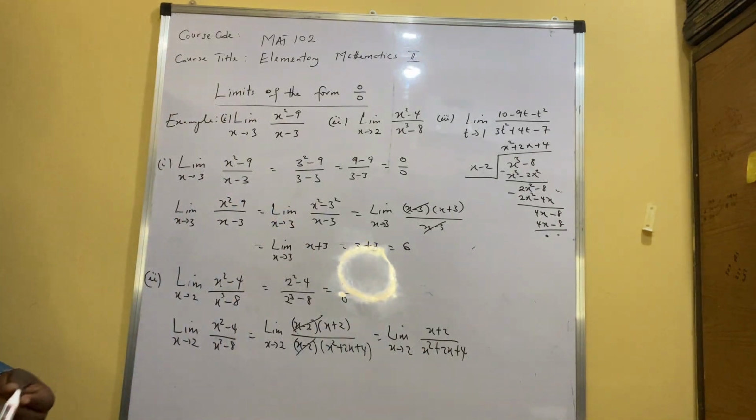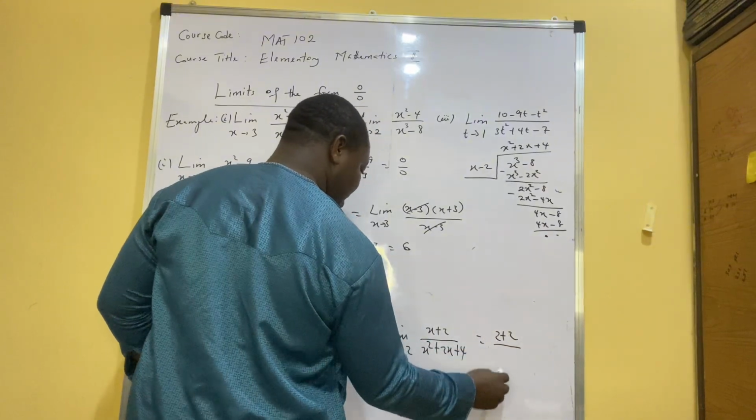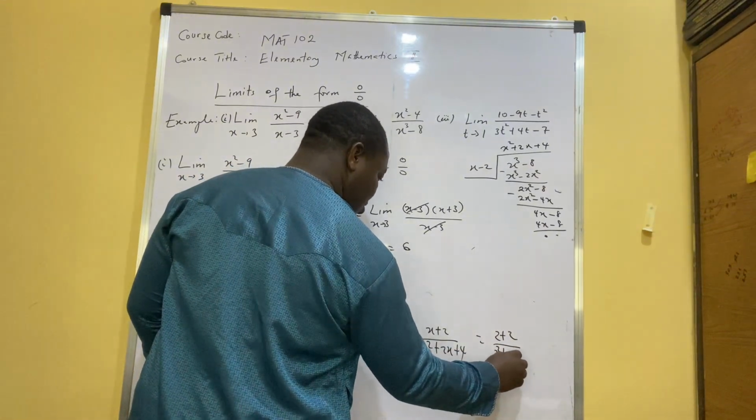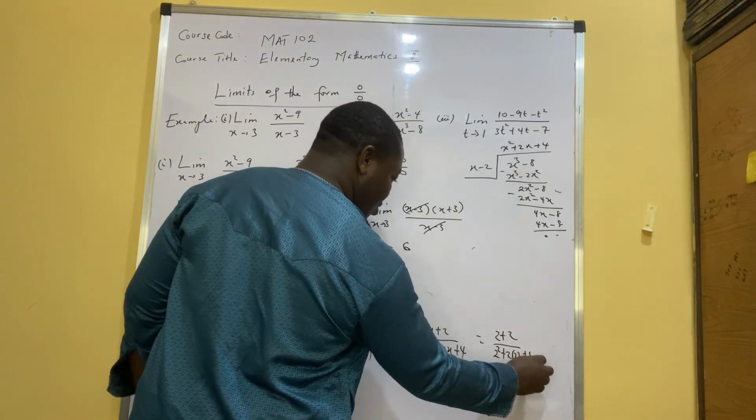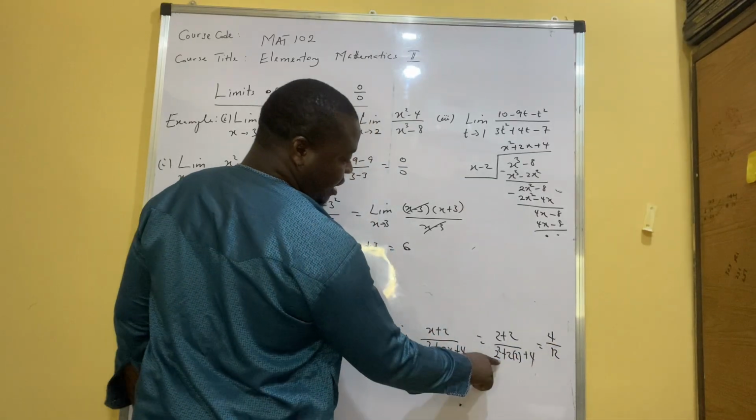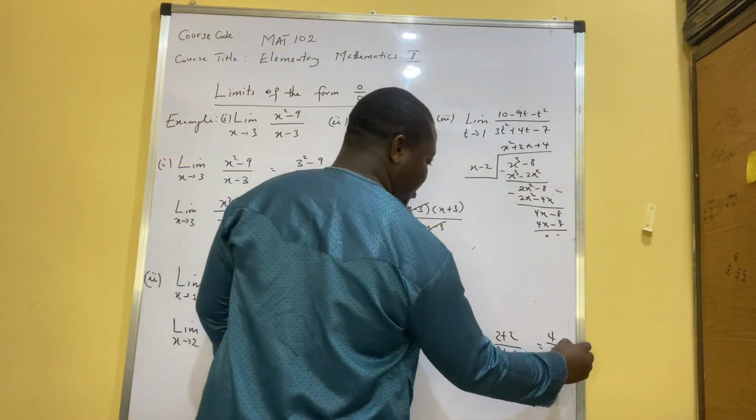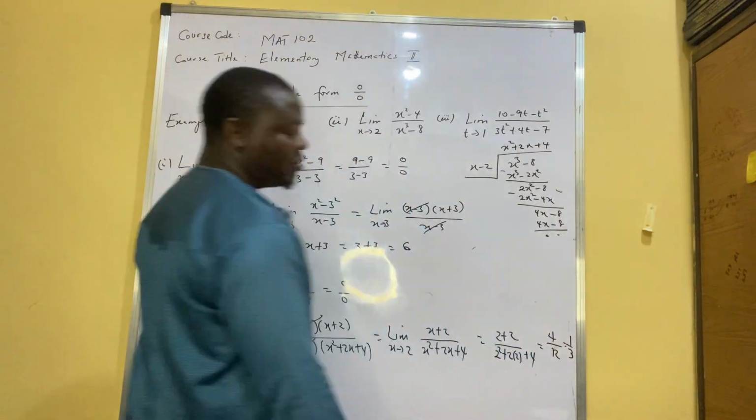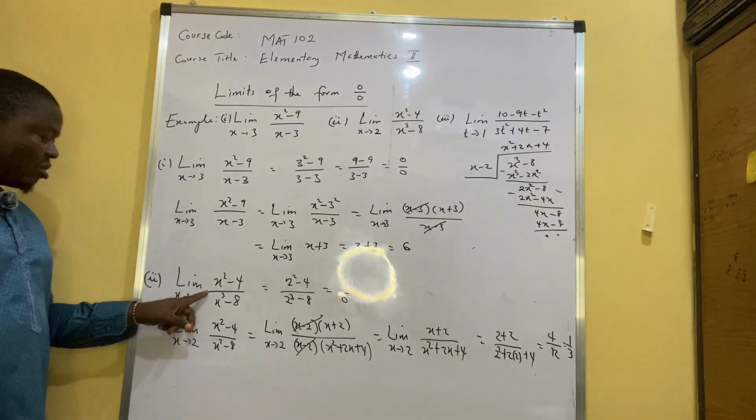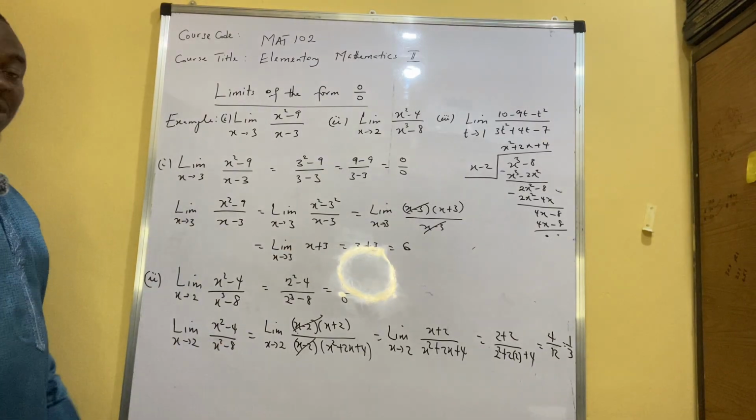So wherever we see x and we substitute 2, if we do that, we're going to have 2 plus 2 divided by 2 squared plus 2 times 2 plus 4, okay? Simplifying this, we have 4 over 12, because here we have 4 plus another 4 plus another 4, that is 4 times 3, which is 12, and this will be simplified to give us 1 over 3. So the limit of x squared minus 4 over x cubed minus 8 is 1 over 3, okay?